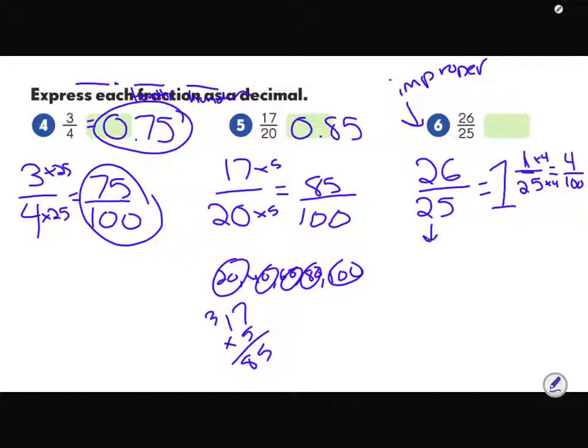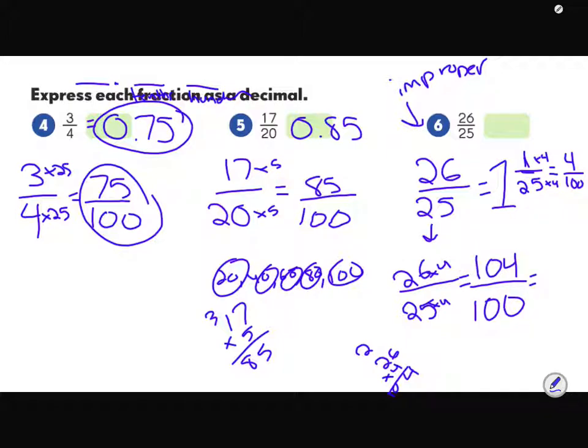Or I can come down here and keep it as an improper, and just change it to be 25ths I'm going to make into hundredths. And that's times 4. I know that's times 4. Well, I don't know 26 times 4, so I'm going to write it on the side. 6 times 4 is 24. 4 times 2 is 8, plus 2 is 10, so 104 hundredths. Or I can look here and see that I have 1 and 4 hundredths, 1 and 4 hundredths.